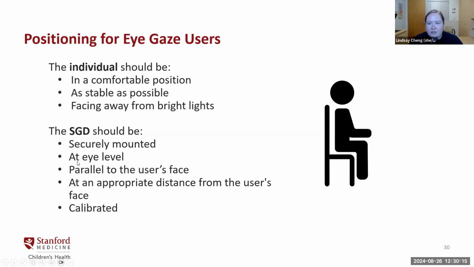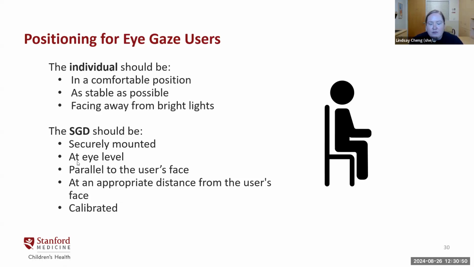For example, if relevant, are their feet positioned on footrests? Are their hips far enough back in the chair? Are the arm rests at the correct height, etc.? They should be positioned facing away or shielded from bright lights if possible, and I will discuss this in more detail in the next couple of slides. The speech generating device should be securely mounted at eye level, parallel to the user's face, at an appropriate distance, and calibrated, as Haley explained earlier, to the user's eyes. And we'll see some picture examples of this soon.